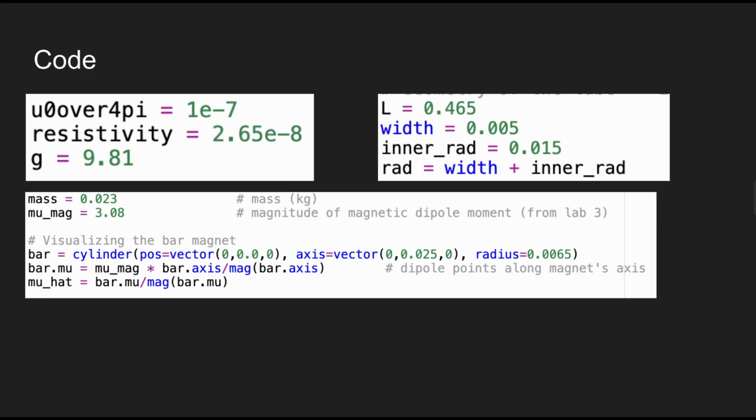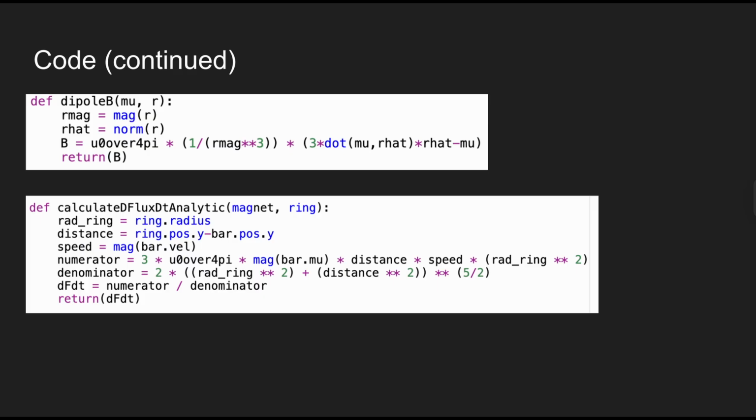For the simulated model, I used Python to code a virtual model of the real-life system. First, I set the initial conditions and constants, some of which use measured properties of the real magnet and tube. Next, I coded a function that would return the magnetic field strength given a dipole and a distance.